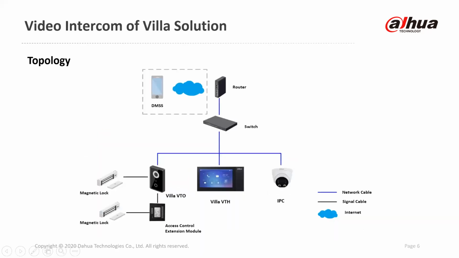And the video intercom for villa solution, you can see how it looks like. Access control extension module for magnetic lock. Then we have the VTH, we have the IPC, then we have the switch, the router, DMSS. This is a small topology.